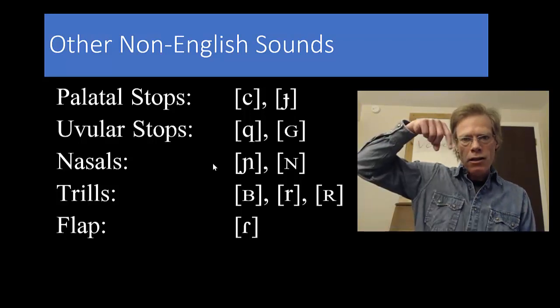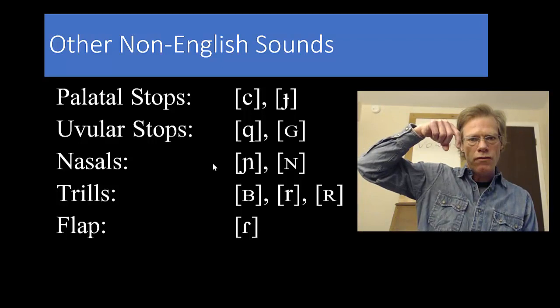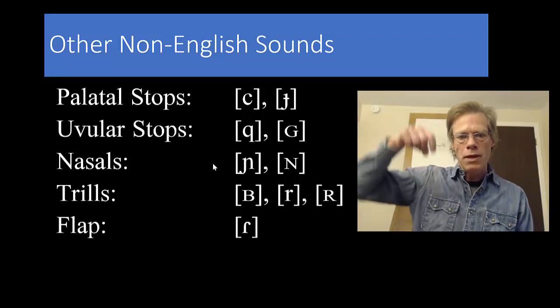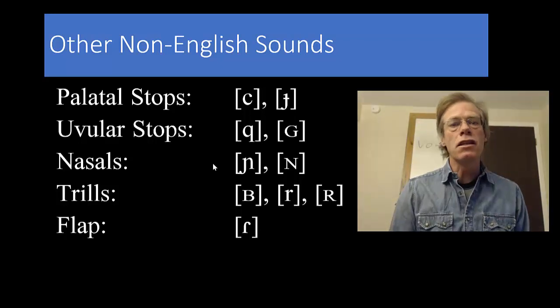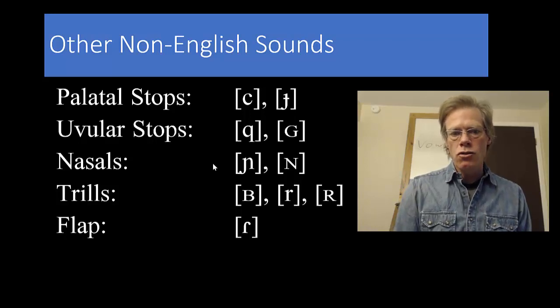The uvula is a little thing that hangs in the back of your throat. So if you ever open your mouth really wide and look in the mirror and you see that little hangy thing, that's the uvula. We can use that as a place of articulation to create stops. Notably, for example, Inuit languages have uvular stops, voiceless and voiced.